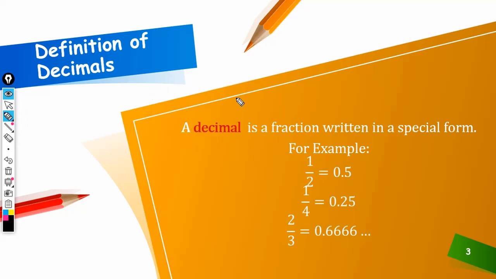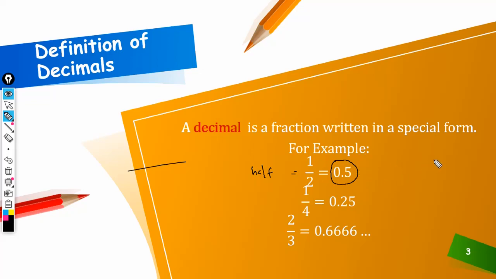Definition of decimals. A decimal is a fraction written in a special form. Jadi desimal adalah pecahan yang ditulis dalam bentuk khusus. Let's see, for example, a half, so this is a half, can be written as 0.5 as a decimal. Okay, why?